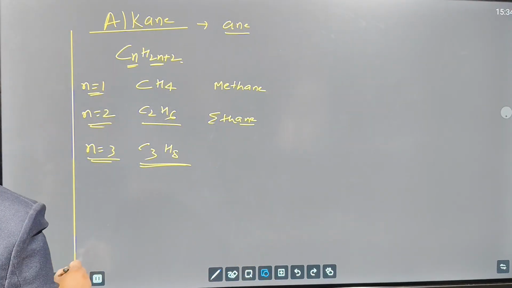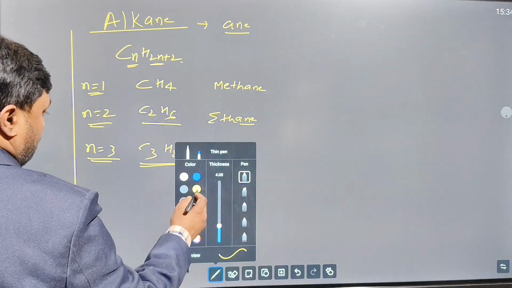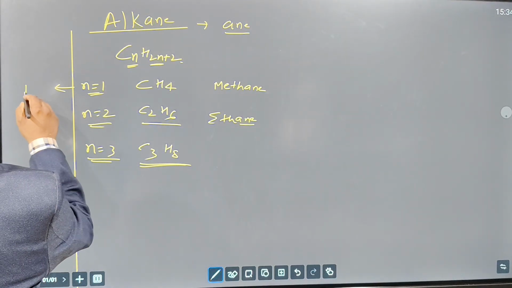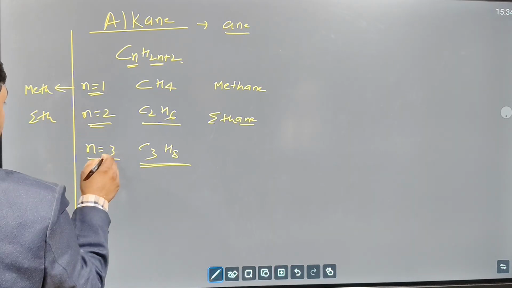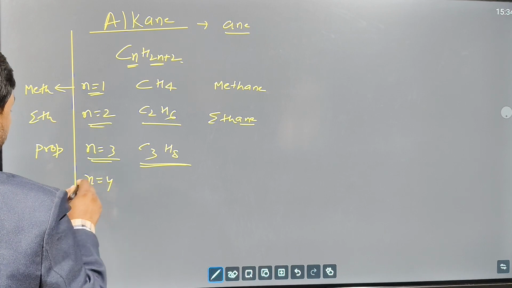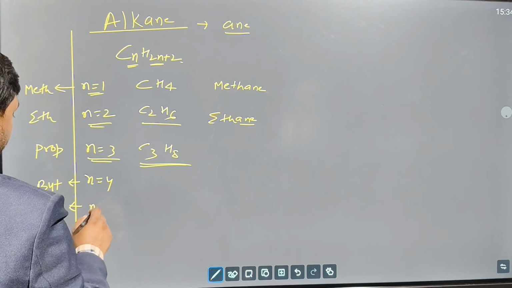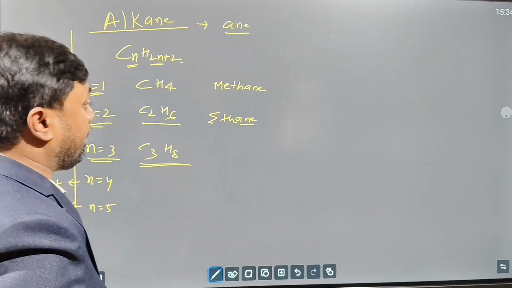Okay, here the root word will be common for all the homologous series, whether it is alkane, alkene or alkyne. For n is equal to 1, we are using meth. For 2, we are using eth. For n is equal to 3, we are using prop. For n is equal to 4, we are using but. For n is equal to 5, we are using pent. Okay, let's do it with 5 only.